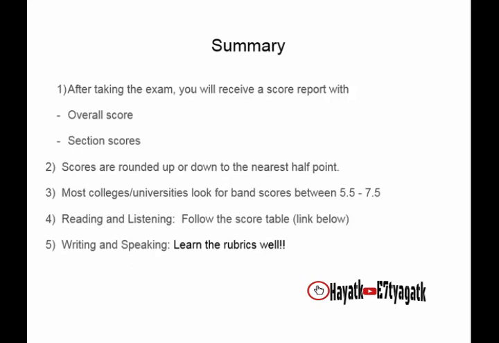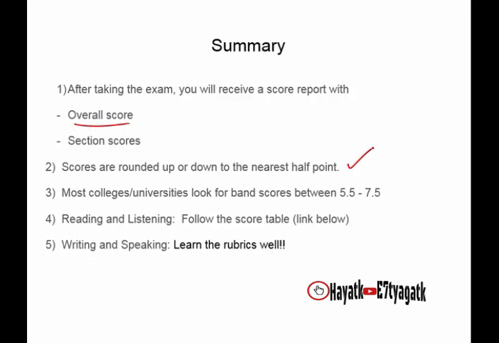So to summarize, the first point, after taking your exam, you will receive a score report with your overall score and your section scores. The overall score will just be your average score for the entire test. And scores are rounded up or down to the nearest half point. So remember how we do that, depending on what your average score is and what decimal point is at the end. Most colleges and universities are looking for band scores somewhere around 5.5 to 7.5, but you need to check with your institution to see what they require.